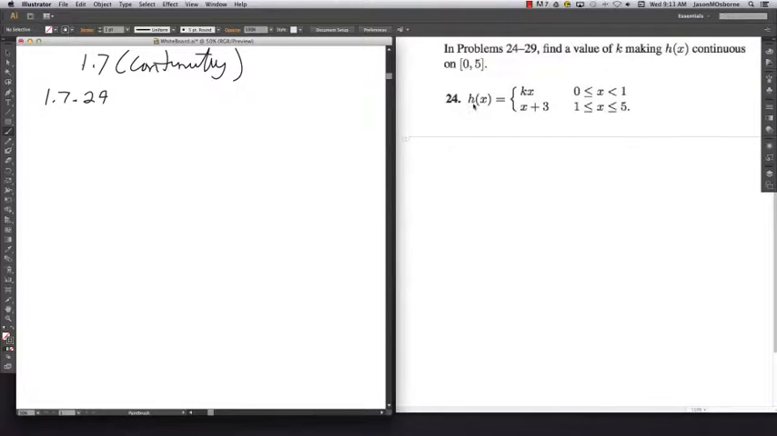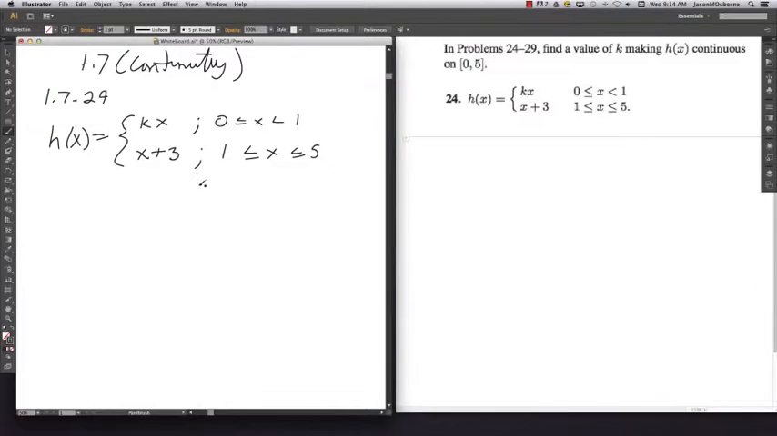We've been given some piecewise defined function, and there is a value of k that we need to find to make this function h continuous. So we are given the function h of x. It's a piecewise function. There's a constant k, and the function h is kx when x is between 0 and 1, and the function is x plus 3 when x is between 1 and 5.